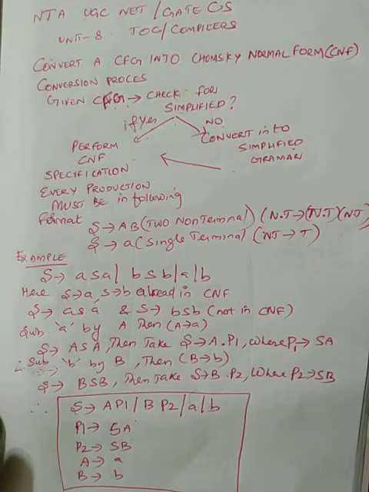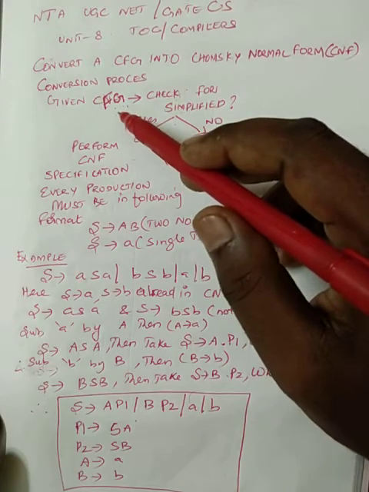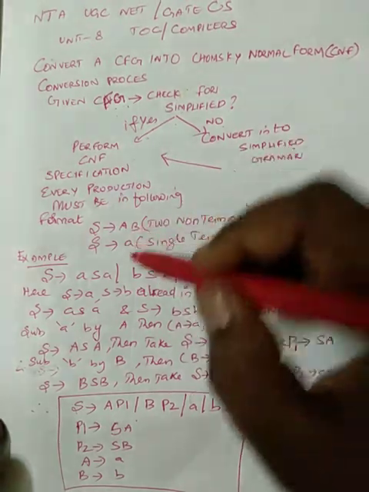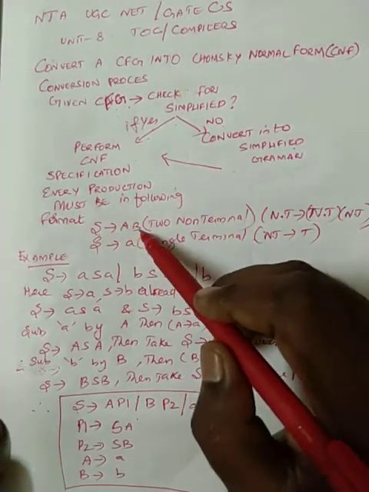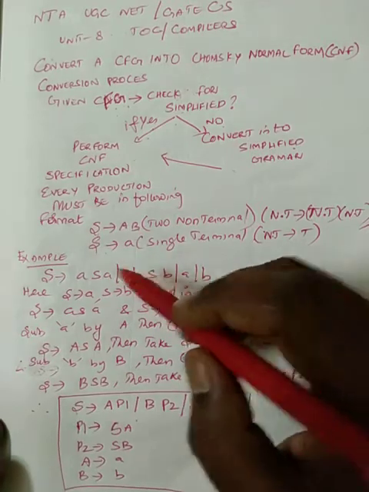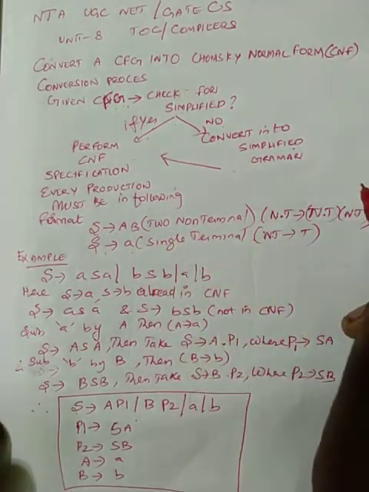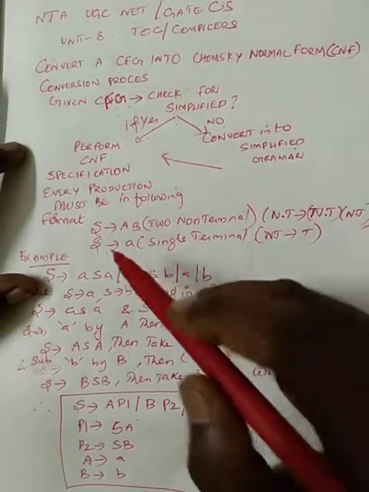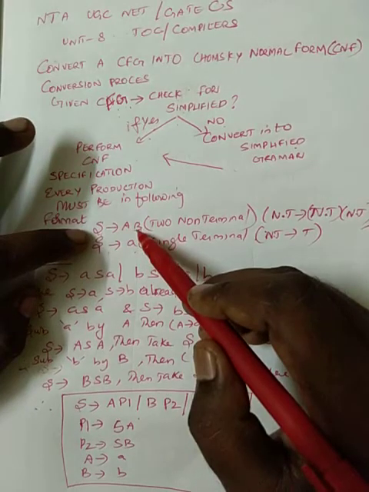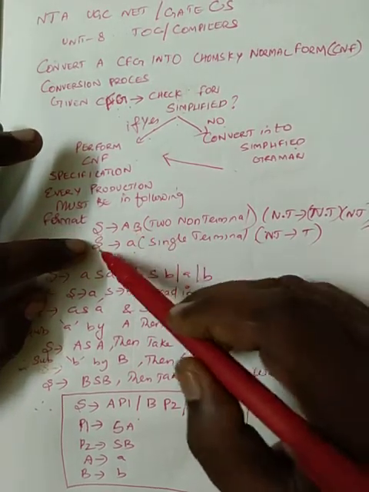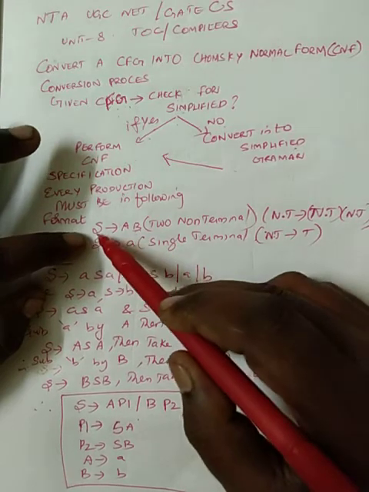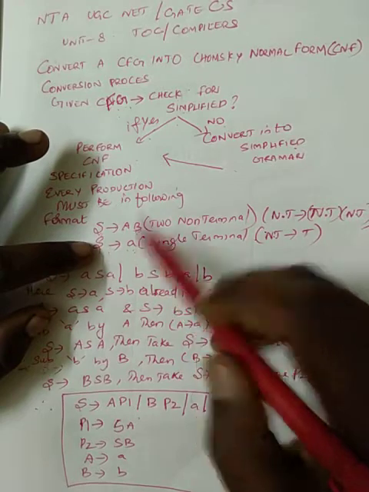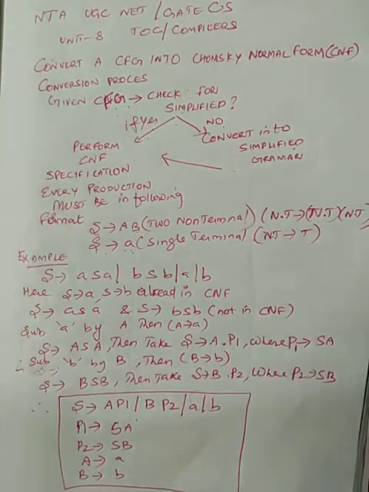Very simple. Whatever the production rules in the given grammar, we want to keep each and every production rule as a single non-terminal into two non-terminals, or otherwise a single non-terminal into a single terminal. For example, S tends to capital A, capital B, like that. Or S tends to small a. So here a single non-terminal becomes two non-terminals, or a single non-terminal becomes one terminal. This is the format of the conversion process.